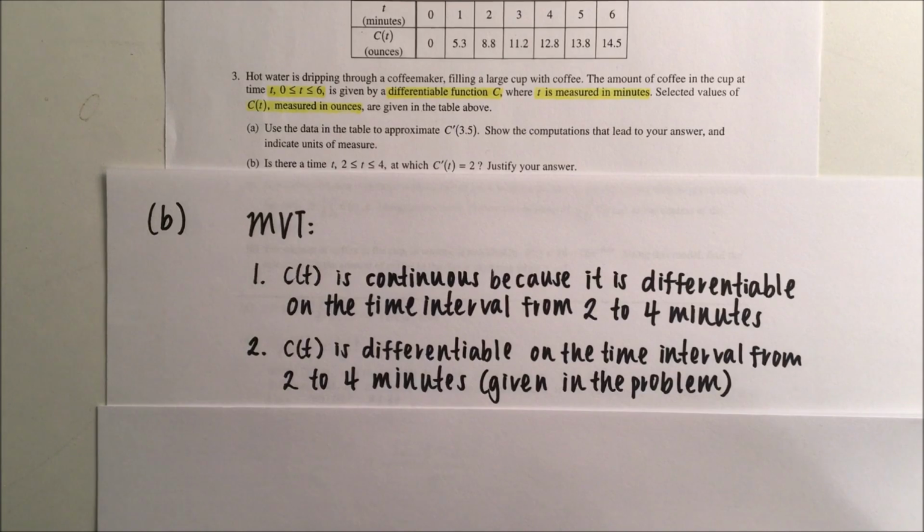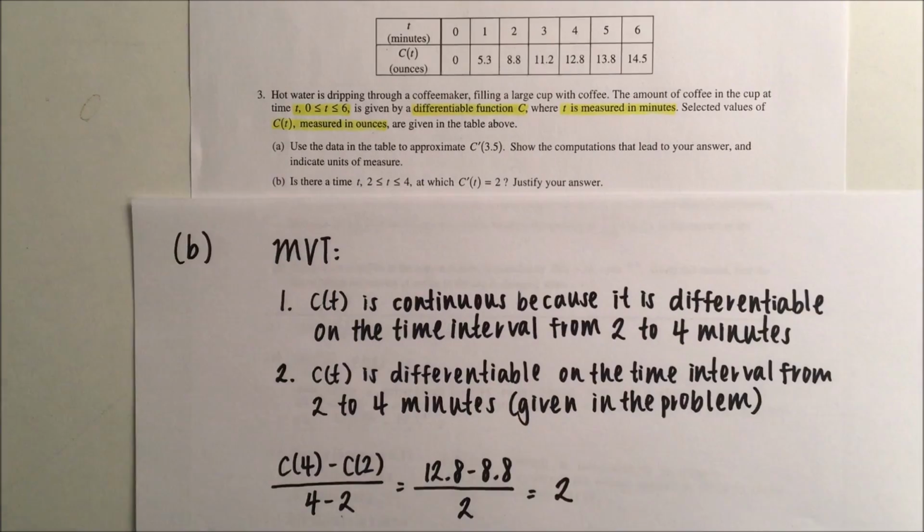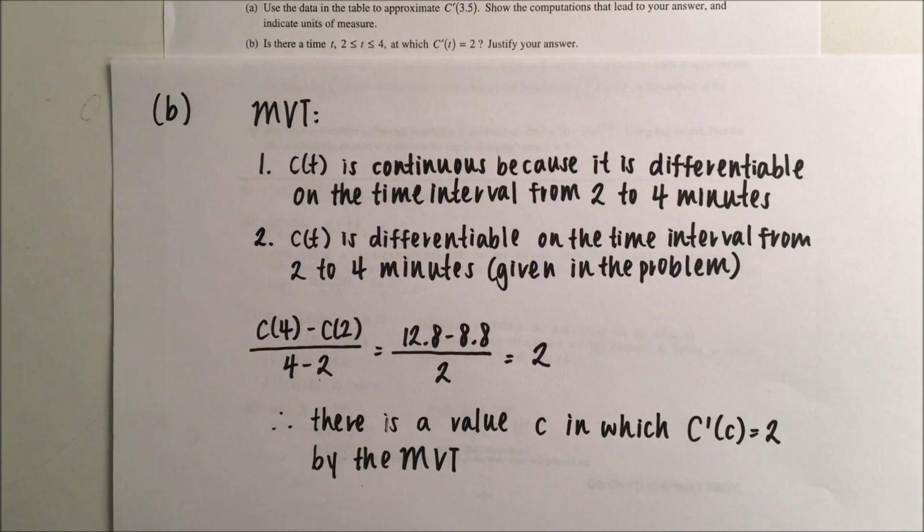C of t is differentiable on the time interval from 2 to 4 minutes because it is given in the problem. Now we need to calculate the slope on the time interval from 2 to 4 minutes. If this equals 2, then there is a time c at which c prime of t equals 2. In other words, the slope of the secant line from t equals 2 to t equals 4 would equal the slope of the tangent line on that interval at time c. Since the secant slope on the time interval from 2 to 4 minutes equals 2, then there is a time c where the tangent line at c also equals 2.